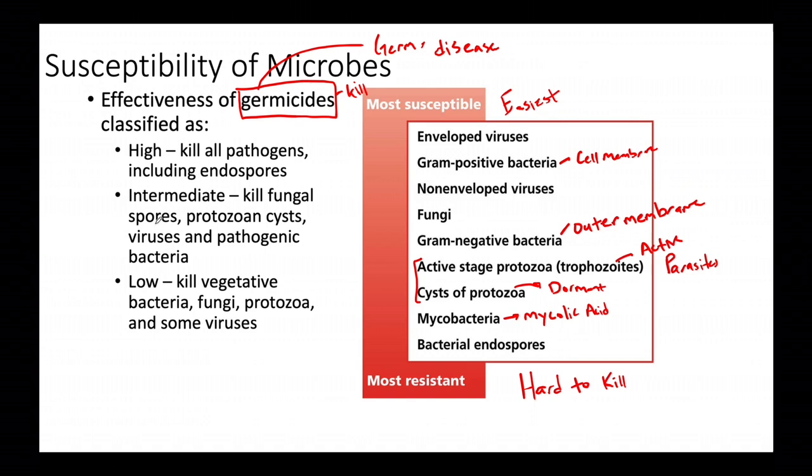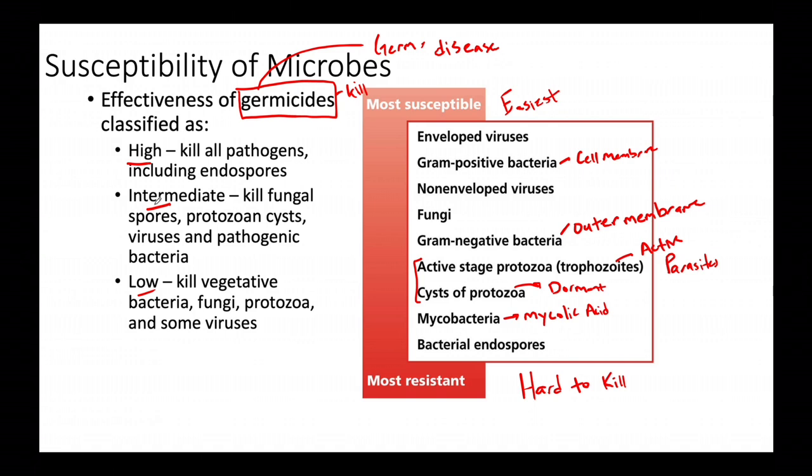And so we can put germicides into different categories depending upon how potent they are. If we're talking about a high-level germicide, that's going to get rid of all of these things, even up through endospores. That's going to be hard to do. It might be more expensive. It might be more rigorous. It might take longer. And so you have to decide if that's indeed what you want to do or not. Sometimes that's warranted. Other times it might be too much for what's needed.